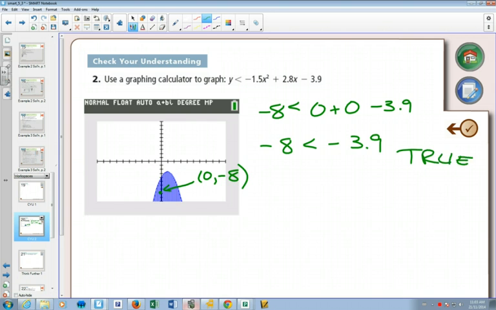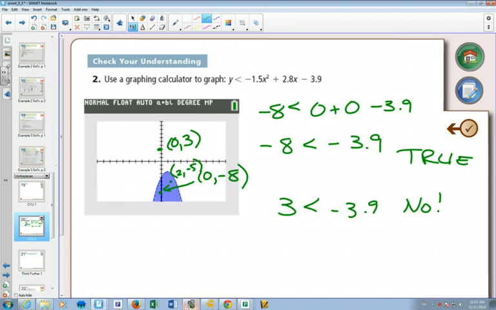Any point that I pick in the shaded part will make this equation true. So this point right here, 2, negative 5, sure enough, if I plug that in, 2 for x, negative 5 for y, it will be true. However, if I pick a point outside, like 0, 3, it won't be true because I'll get 3 less than negative 3.9. No, not true. So anything inside the shaded region will be true. Anything outside will not be true.